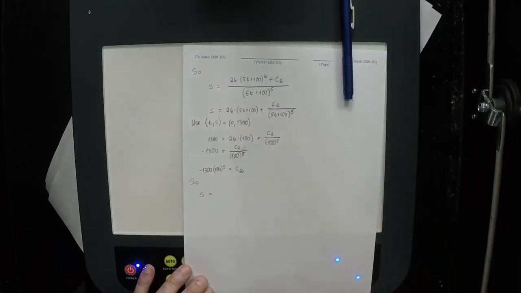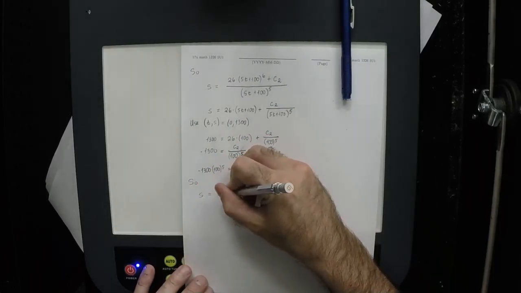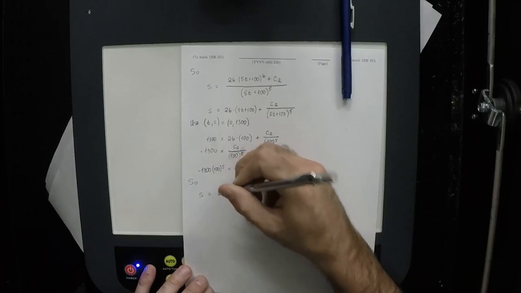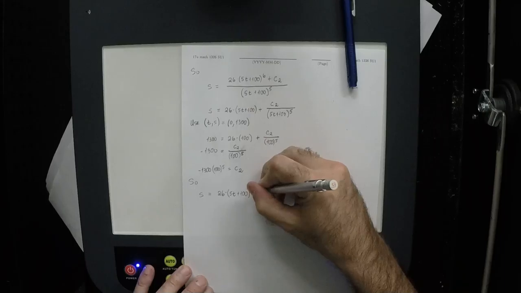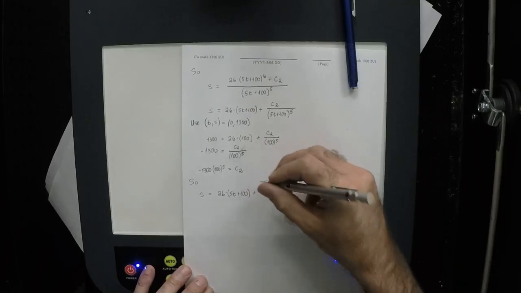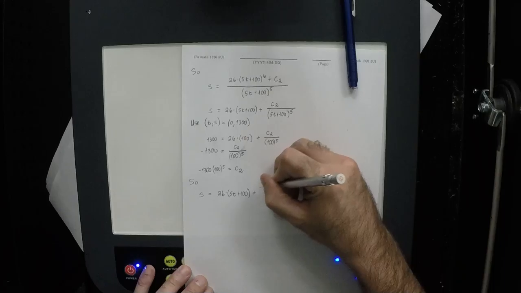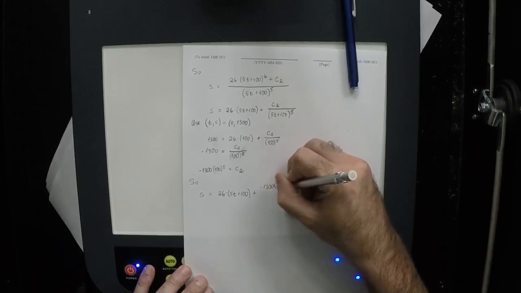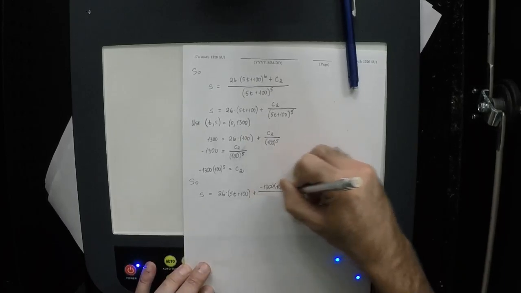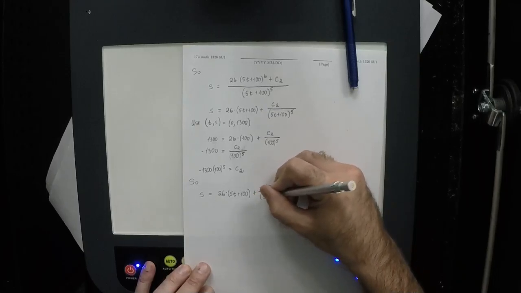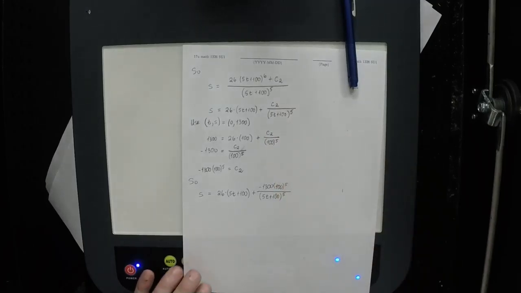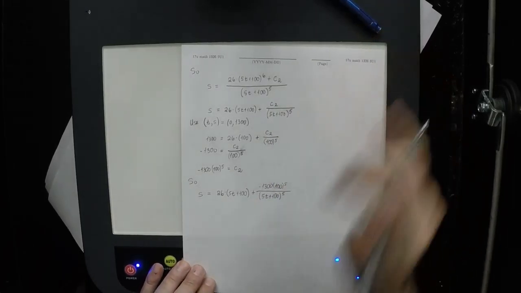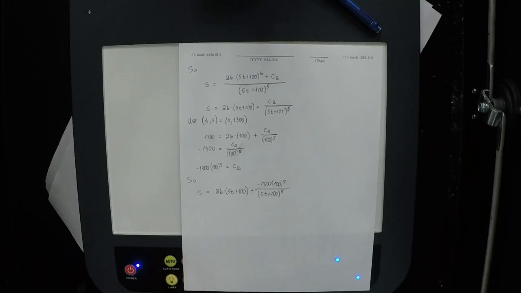So the amount of salt is 26 times 5t plus 100, and then plus negative 1300 times 100 to exponent 5, divided by 5t plus 100 to exponent 5. Incredible. That's how much salt there is in the container at any time.